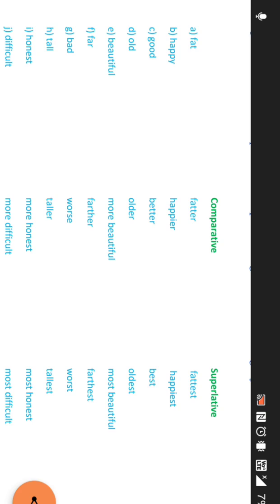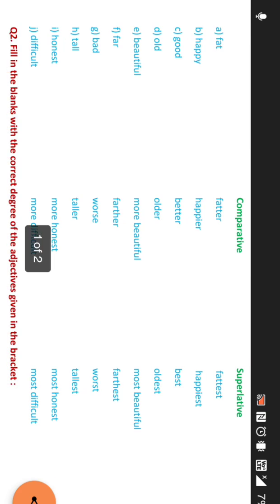And then there are some words which change their form altogether. So we have an example: good becomes better, and then it becomes best. Fourth one is old becomes older, then oldest. And sometimes we add more and most in front of our adjective to make it comparative and superlative. So one example is here: beautiful becomes more beautiful in comparative form, and in superlative form it becomes most beautiful. You will not write beautifuler and beautifulest.